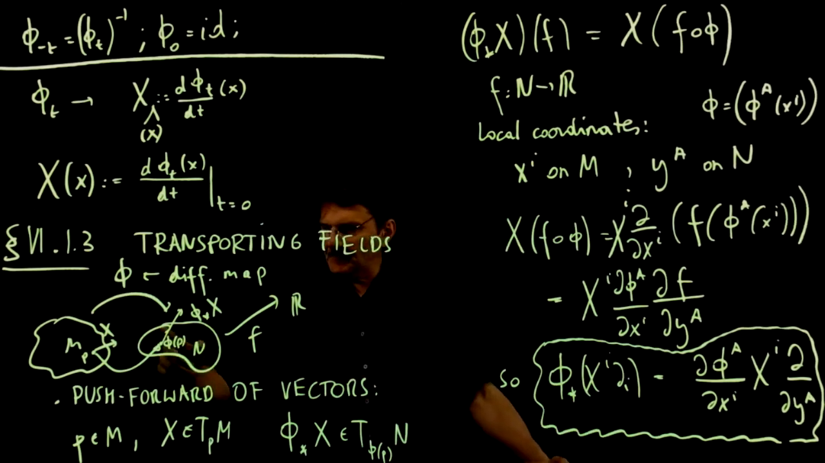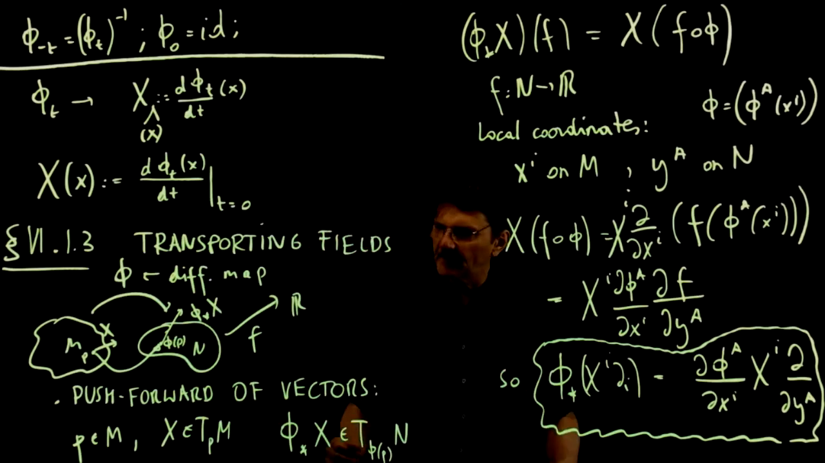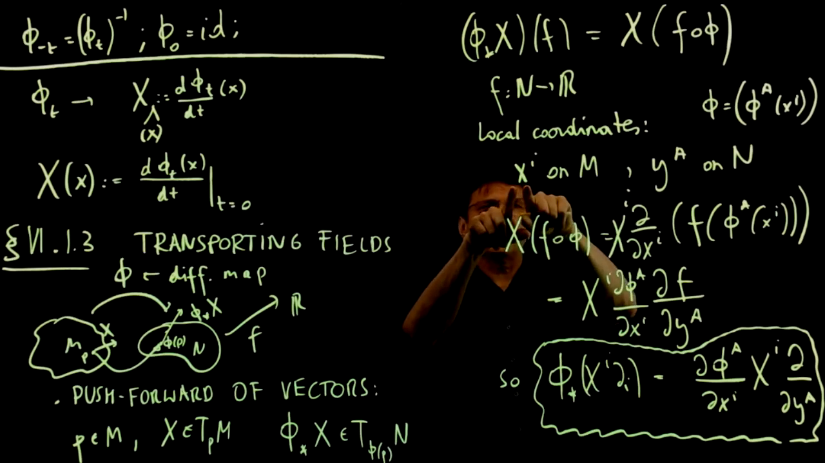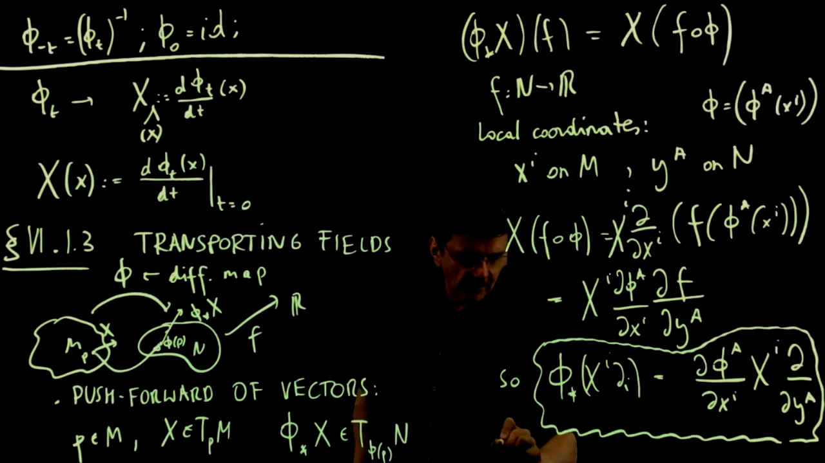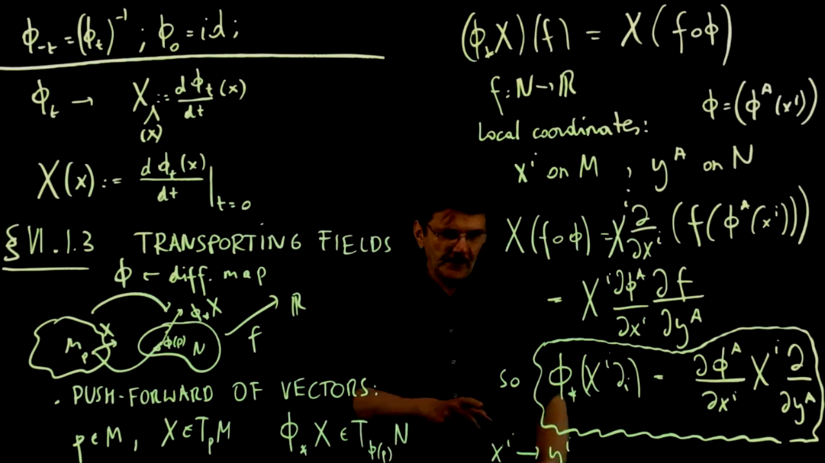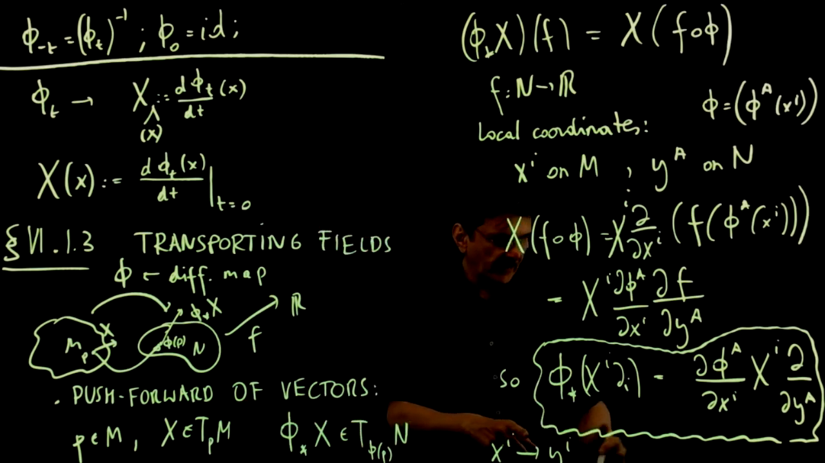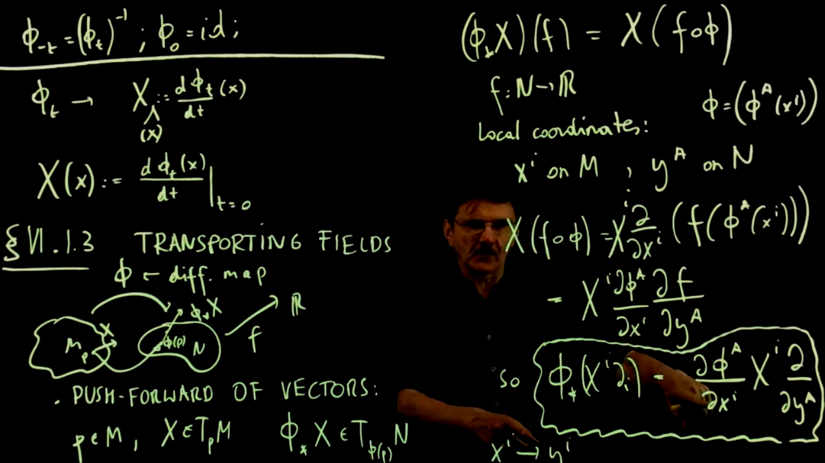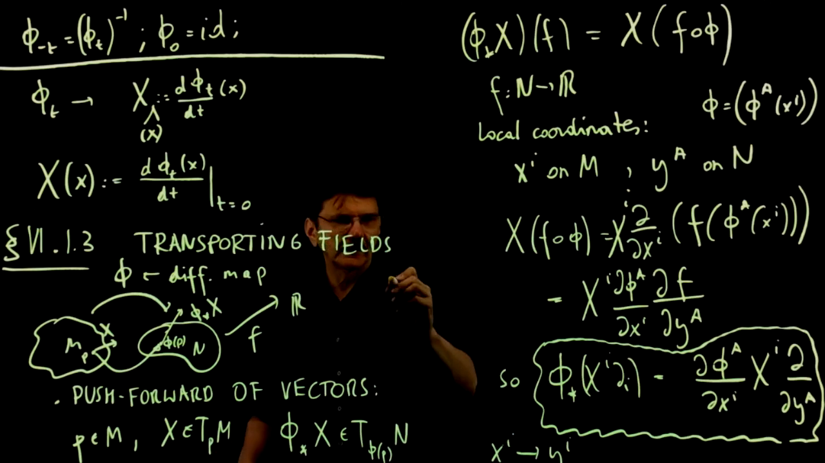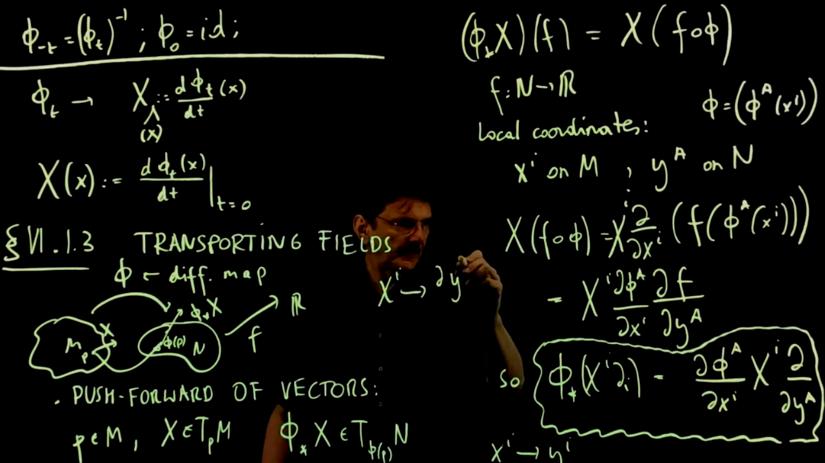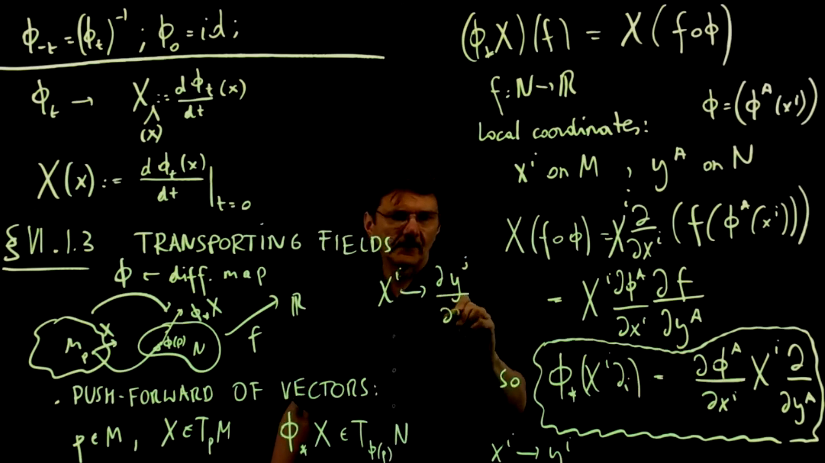But suppose that these manifolds are of the same dimension, or that this is actually the same manifold, so M is N. Then you have the same manifold and you're using two different coordinate systems on it, coordinates x^i and y^j. Then this is just the usual formula for how vectors transform. So x^i goes to dy^j over dx^i x^i.